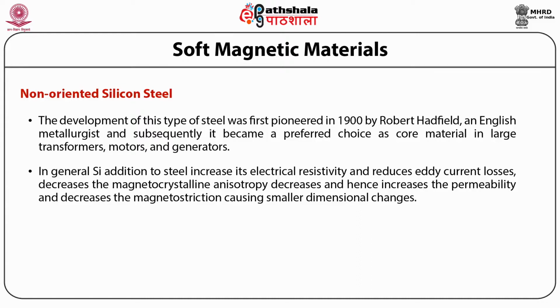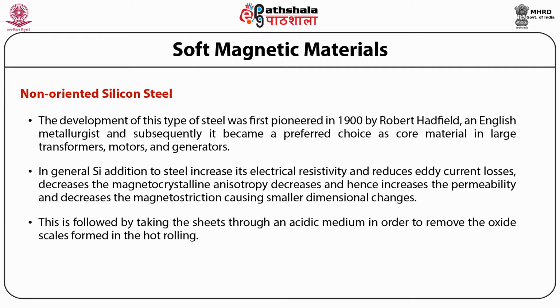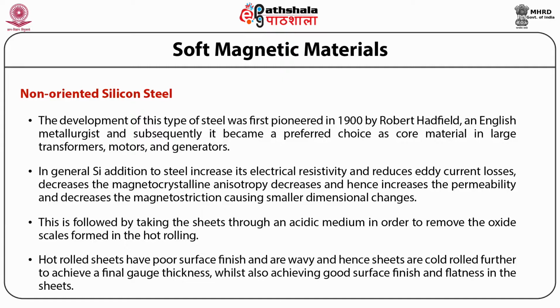Non-oriented silicon sheets are fabricated by hot rolling the thick sheets to a thinner gauge. This is followed by taking the sheets through an acidic medium in order to remove the oxide scales formed in the hot rolling. Hot rolled sheets have poor surface finish and they are wavy, and hence sheets are cold rolled further to achieve a final gauge thickness whilst also receiving good surface finish and flatness in the sheets. Further heat treatments may be carried out to improve the magnetic properties as well as to alter the carbon content.